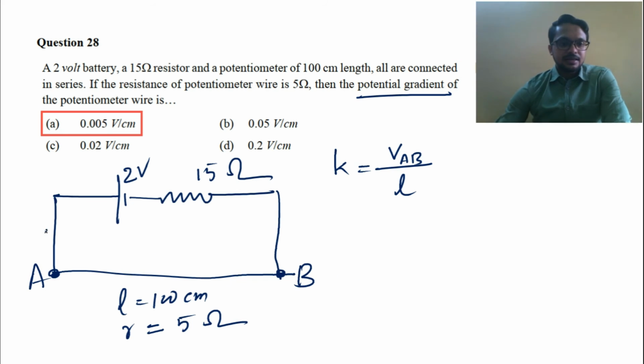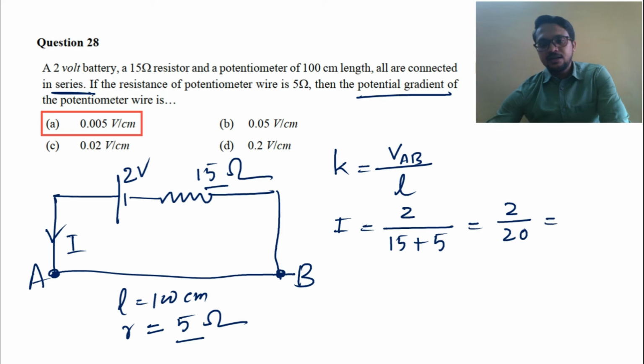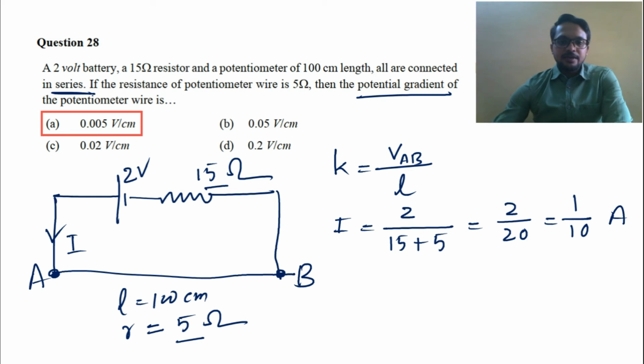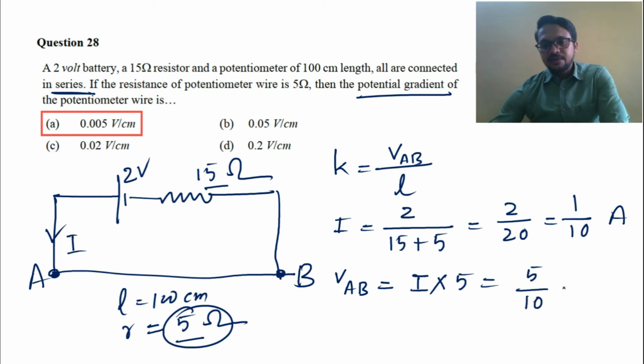First of all, find the current. I equals EMF 2 volt by total resistance. Here 15, here 5, all are connected in series, so 15 plus 5, so we are getting 2 by 20, that means 1 by 10 ampere. Now what about VAB, the voltage across this potentiometer wire? VAB equals current into this resistance, 5 ohm, so it is 5 by 10 ampere.